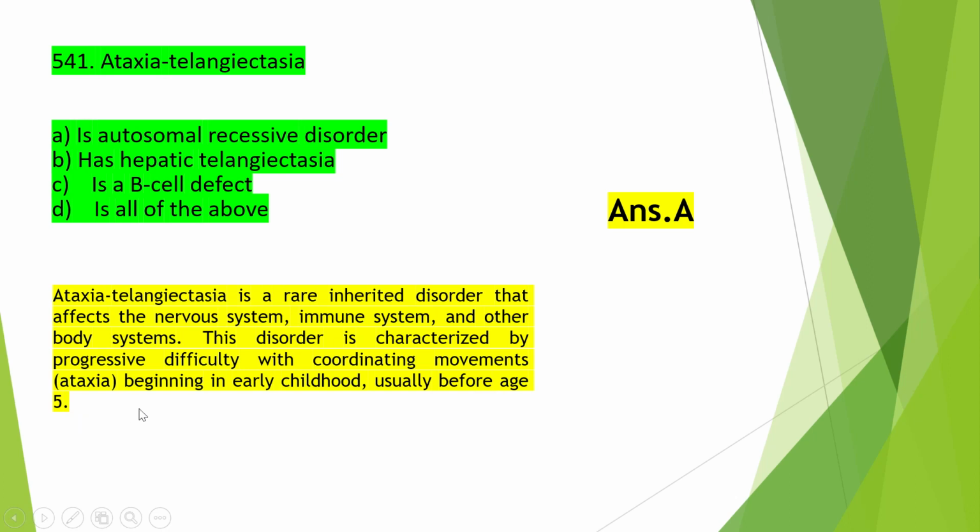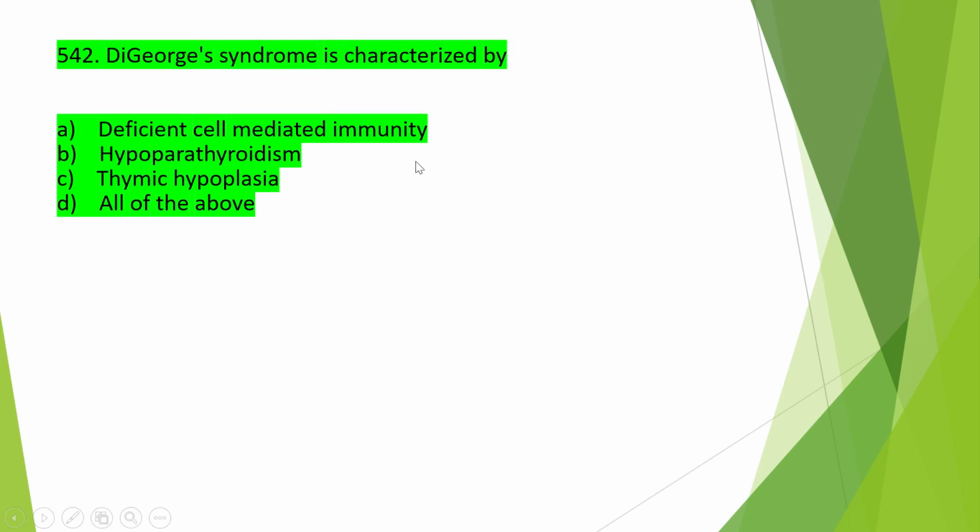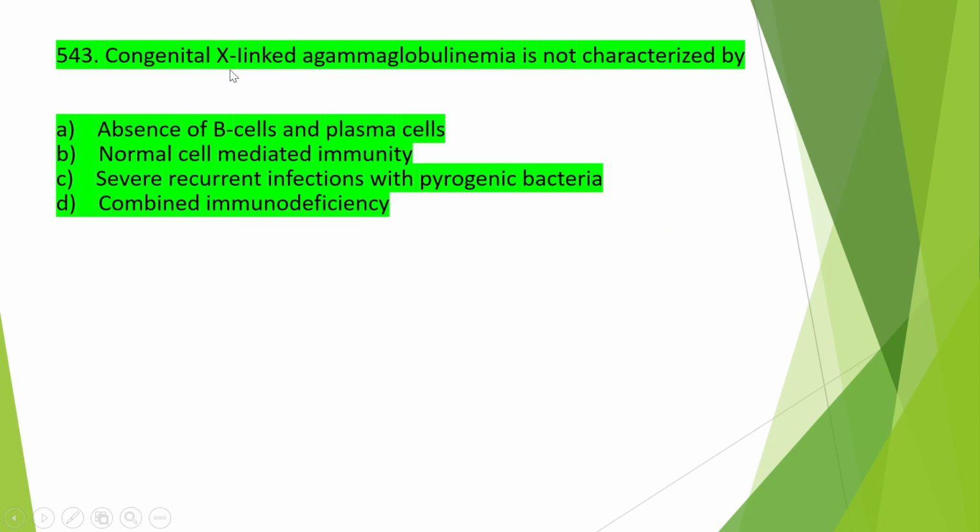before age 5. Okay, so next is DiGeorge syndrome is characterized by option A deficient cell mediated immunity, option B hypoparathyroidism, option C thymic hypoplasia, option D all of the above. And the right one is option D, that is all of the above. So DiGeorge syndrome is characterized by deficient cell mediated immunity, hypoparathyroidism, and thymic hypoplasia.